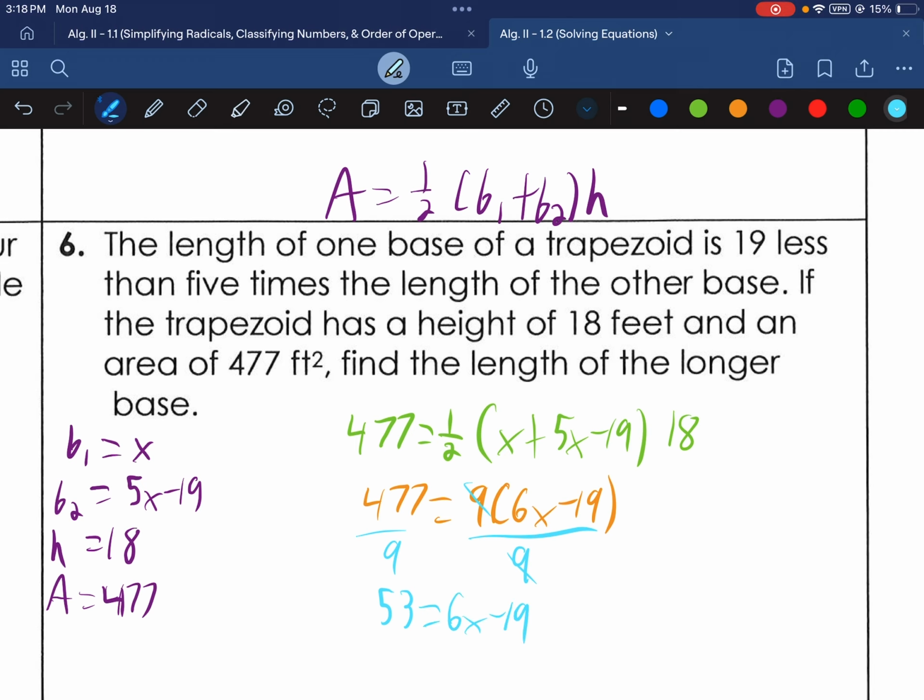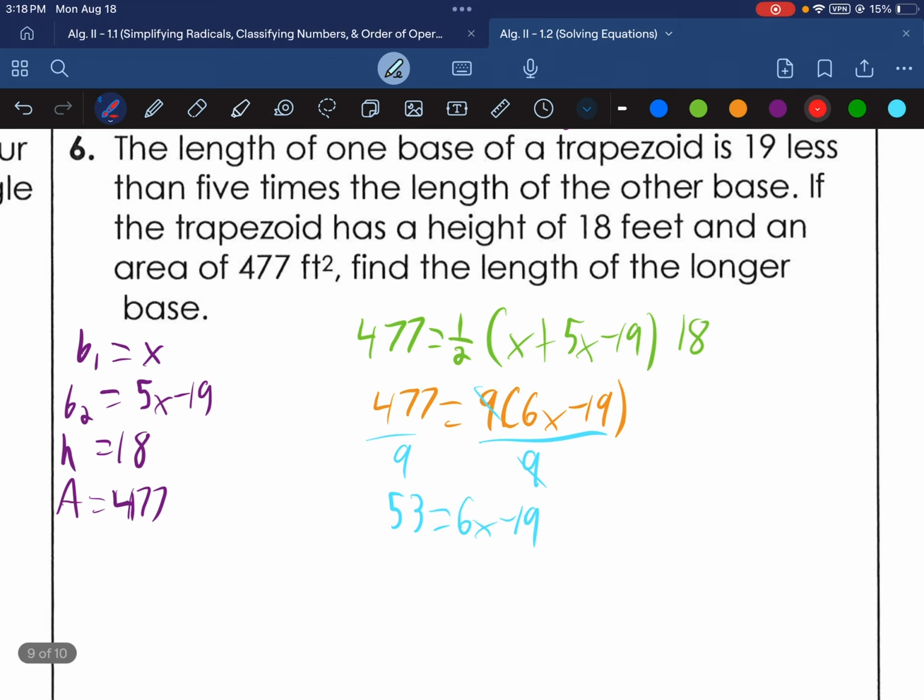And if I divide both sides by 9, I get 53 equals 6x minus 19. Adding 19 to both sides gives me 72 equals 6x. And dividing by 6 brings up x equals 12.